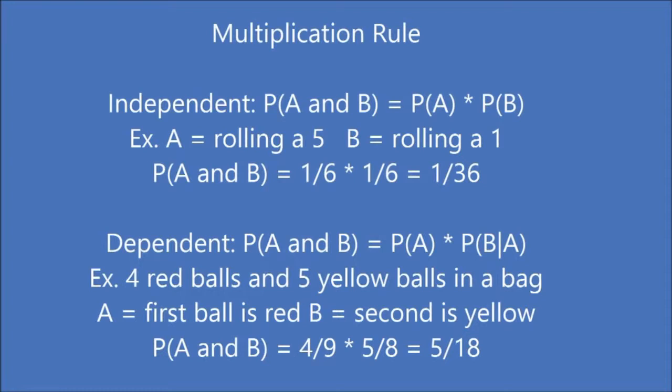For dependent events, the formula to find the probability of both A and B occurring is the probability of A times the probability of B given event A has occurred.